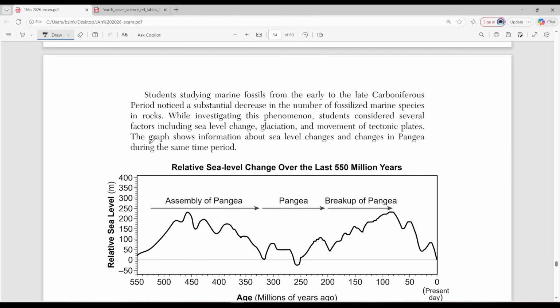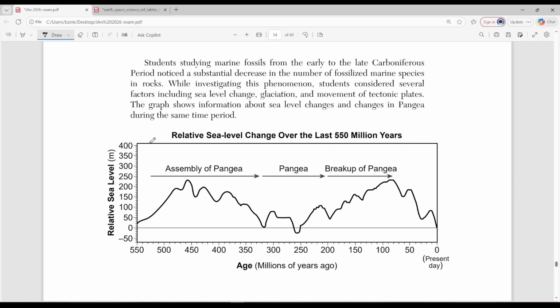All right. Wow, we finally are getting Pangea. Oh my gosh. We got a little bit of tectonics, but we'll see. Students studying marine fossils from the early to late Carboniferous notice a substantial decrease in the number of fossilized marine species in rocks. While identifying this, okay, so let's just do this. Decrease in the fossilized marine species.